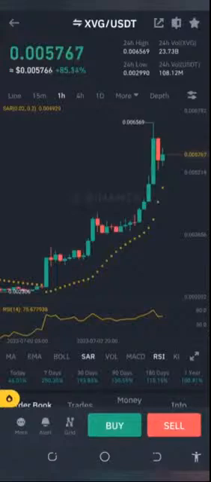But for me, these are my absolute favorites, right? Just make sure you have your parabolic SAR set up and make sure that you also have your RSI set up. Just choose them at the base. That's all you just have to do.